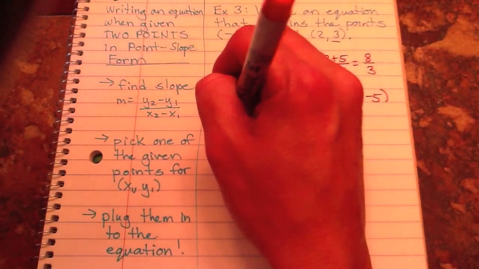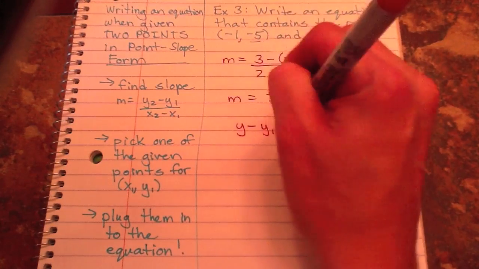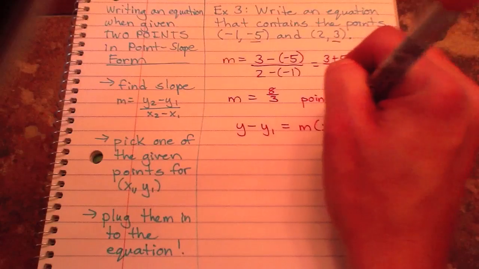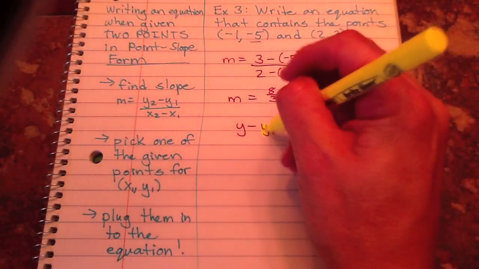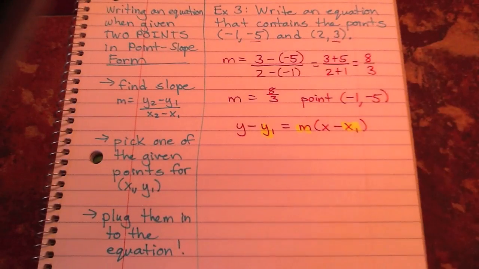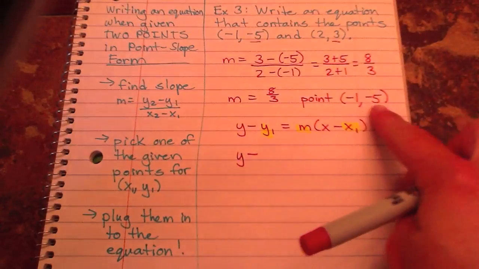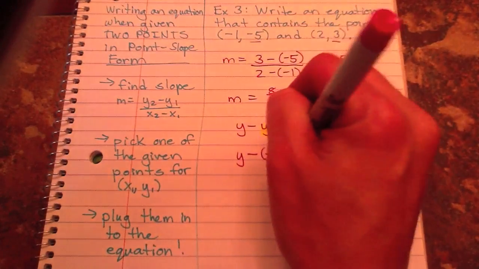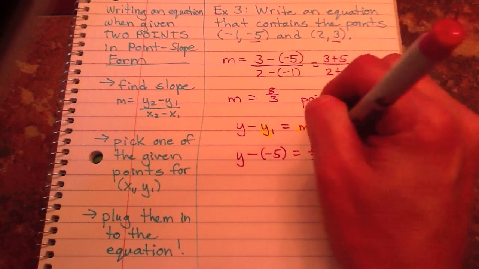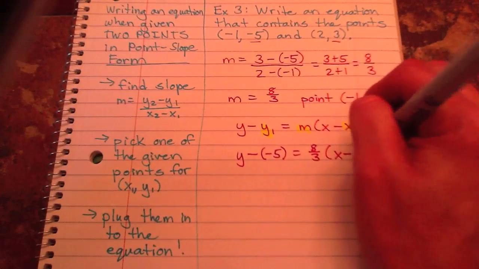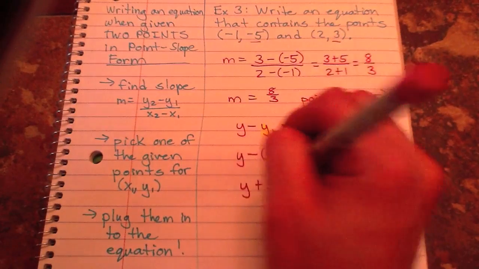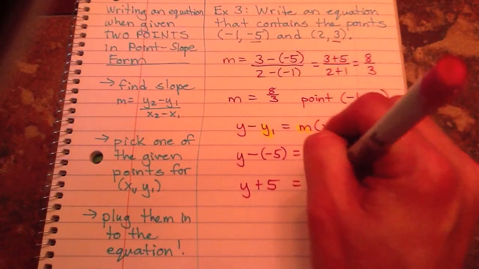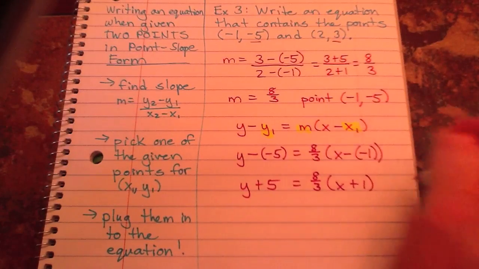So now I have to think about point-slope form. Y minus y1 equals m times x minus x1. I'm filling in y1, m, and x1. Y minus -5 equals 8 over 3 times x minus negative 1. I end up with y plus 5 equals 8/3 times x plus 1.